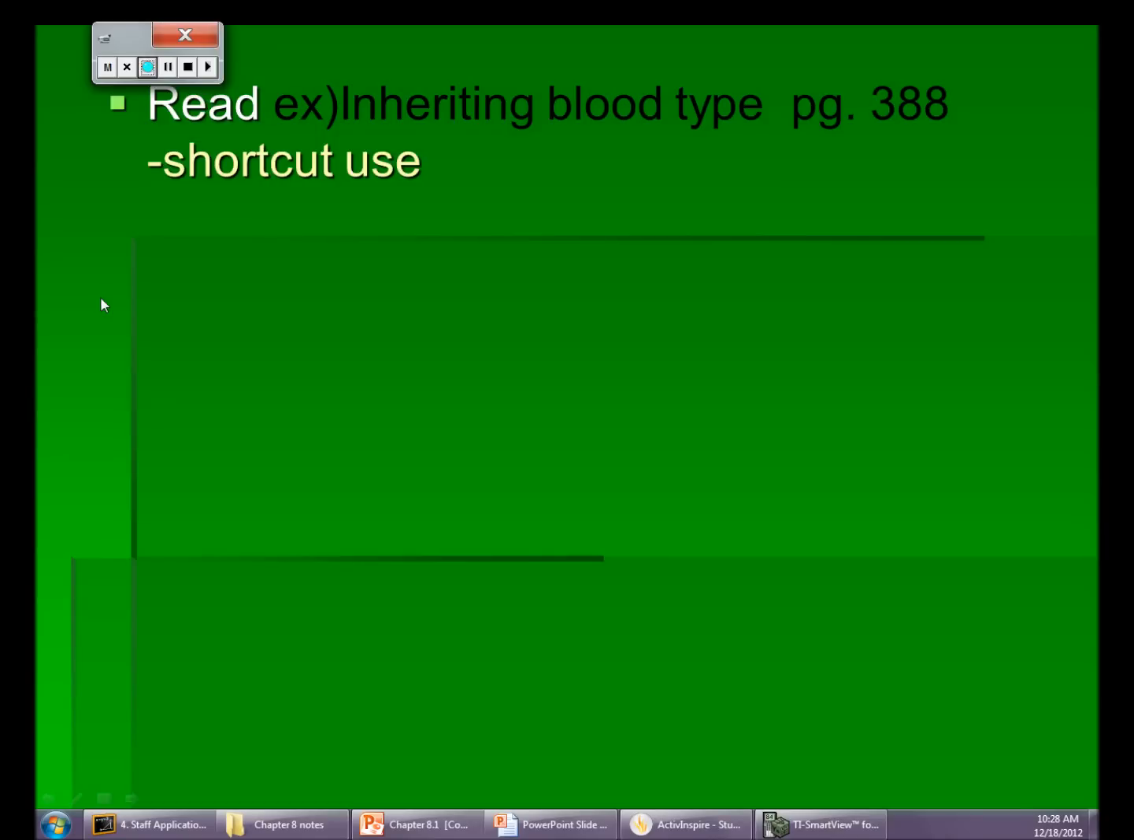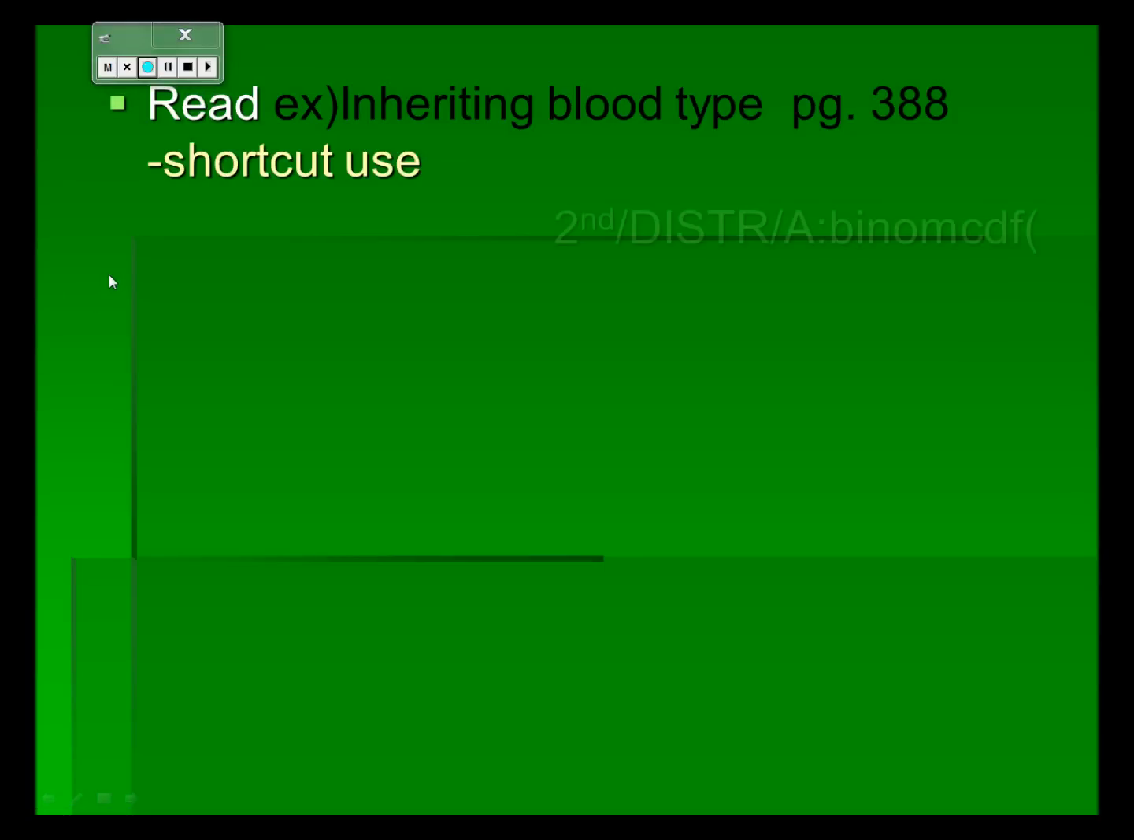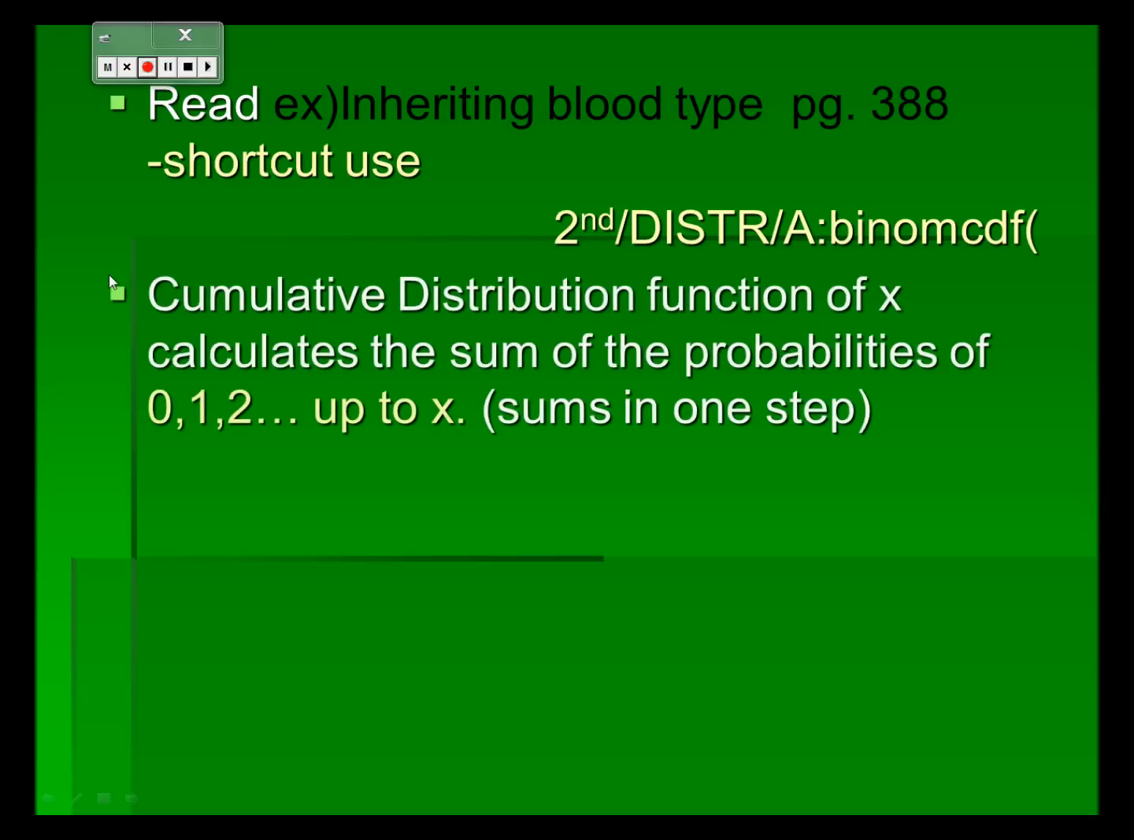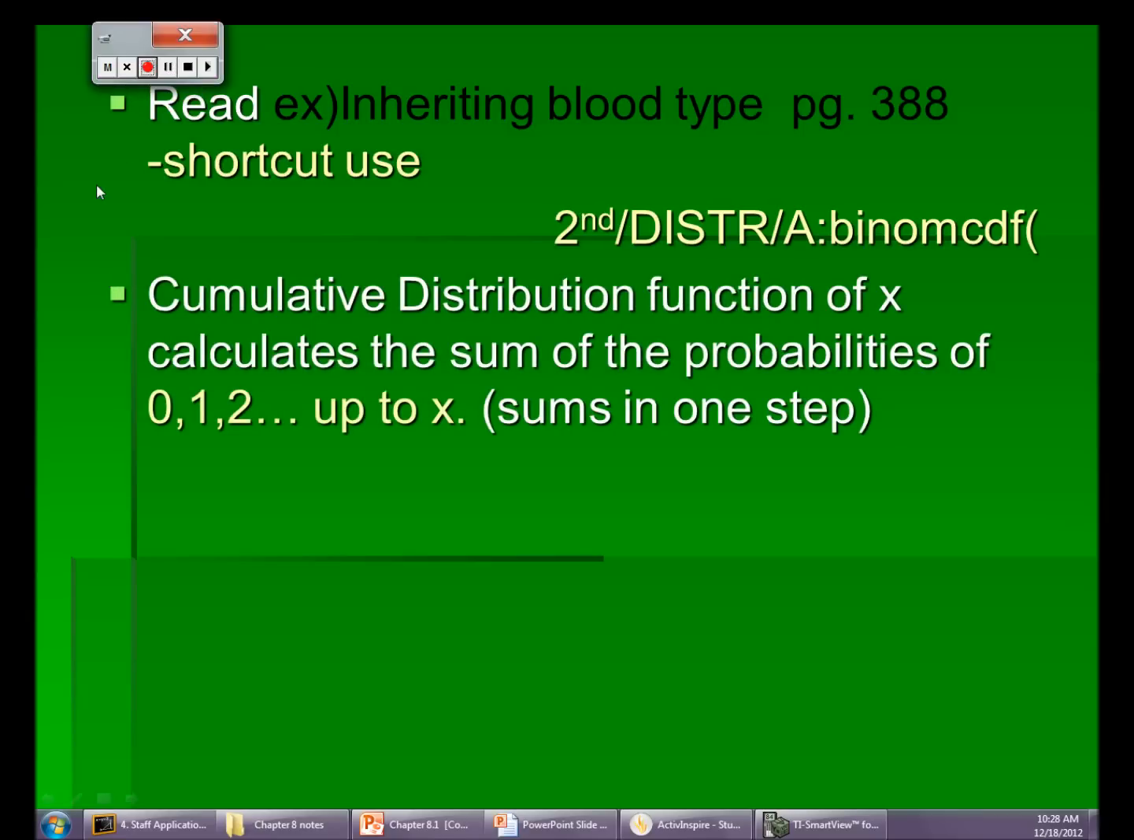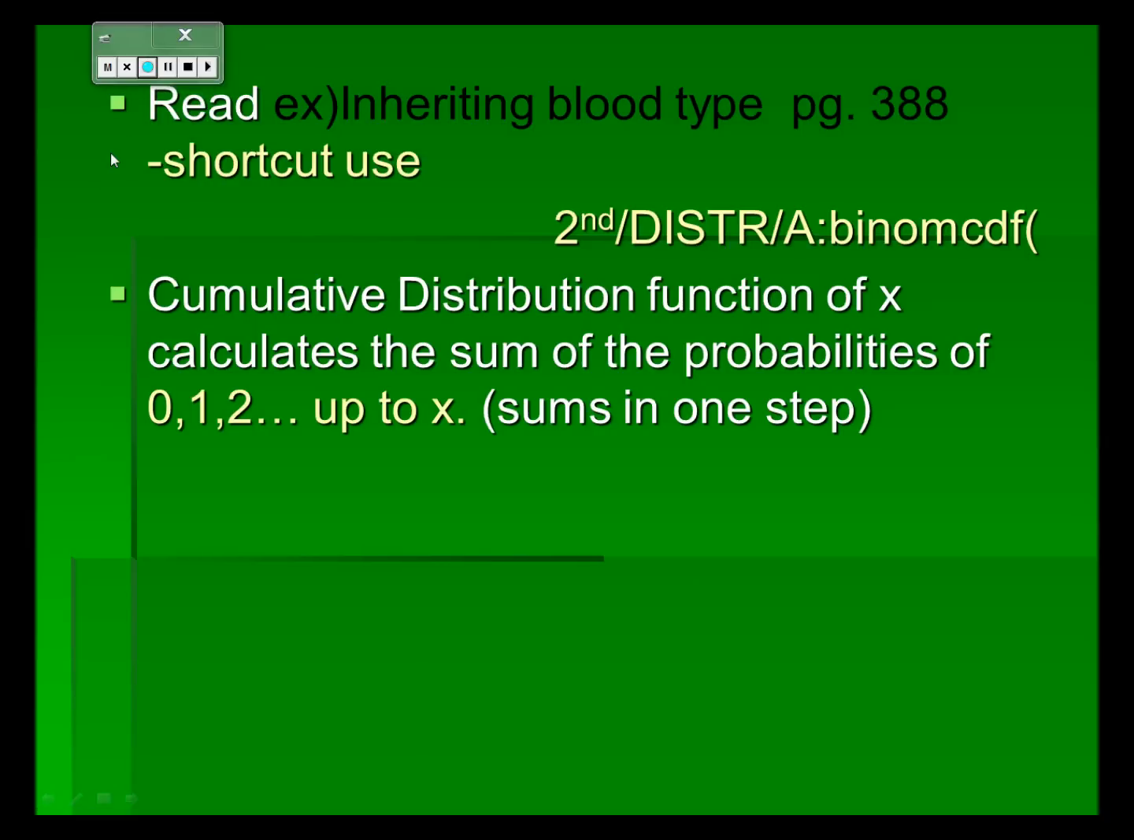In your textbook, on page 388, there's an example demonstrating this shortcut. If you're uncomfortable using the shortcut of a cumulative distribution, you can always do individual binomial PDFs and simply add them up. The cumulative just saves you a little bit of time and does it all in one step.